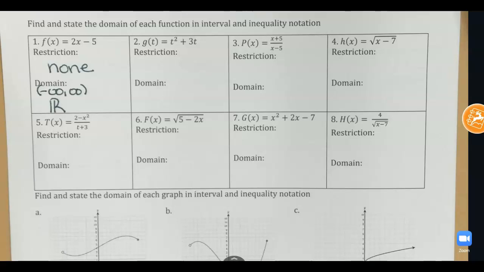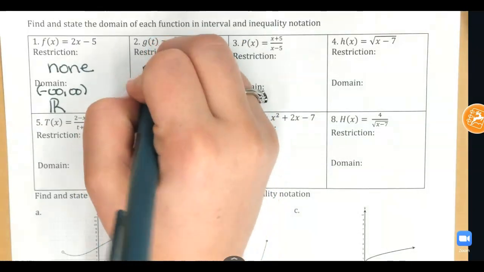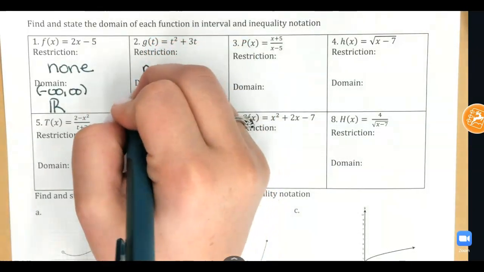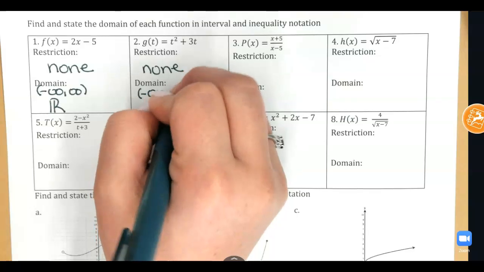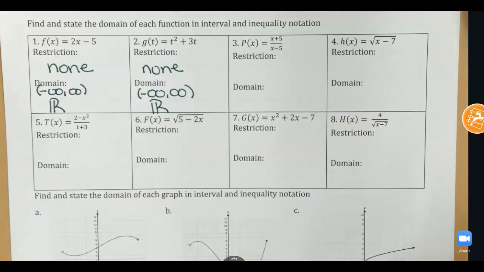On to number 2, t squared plus 3t. Again, I don't have a denominator and I don't have a radical, so that is going to be none. And so you've got the same domain of all real numbers.